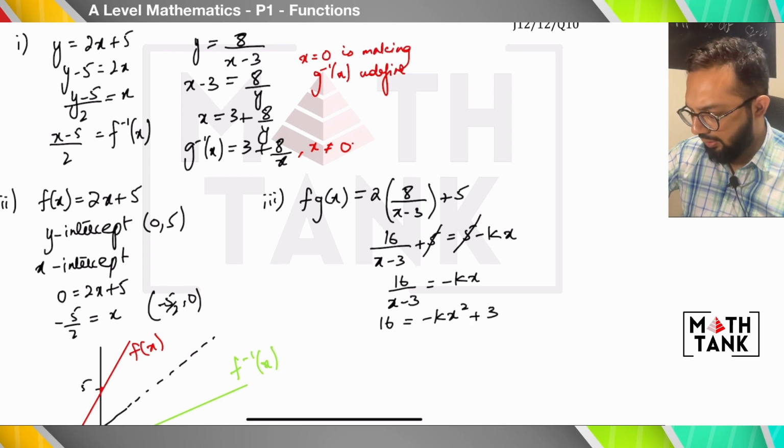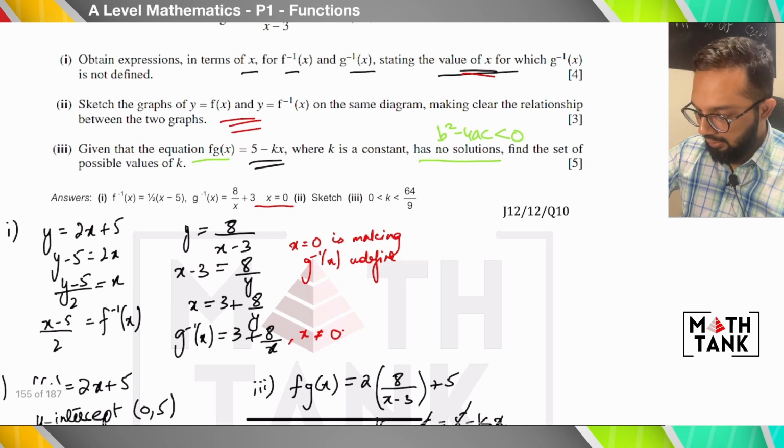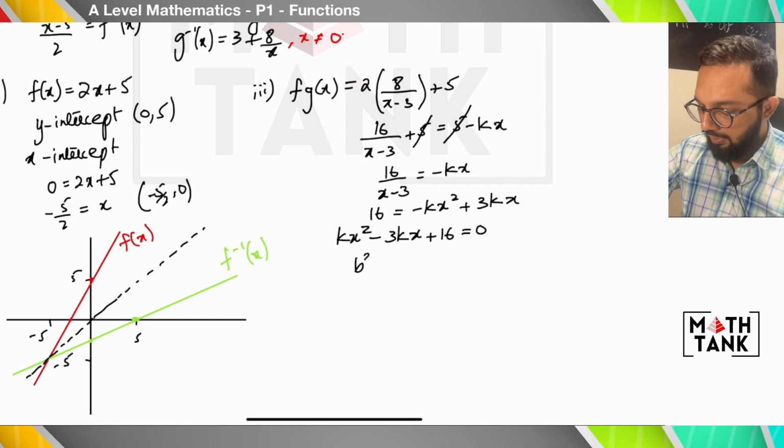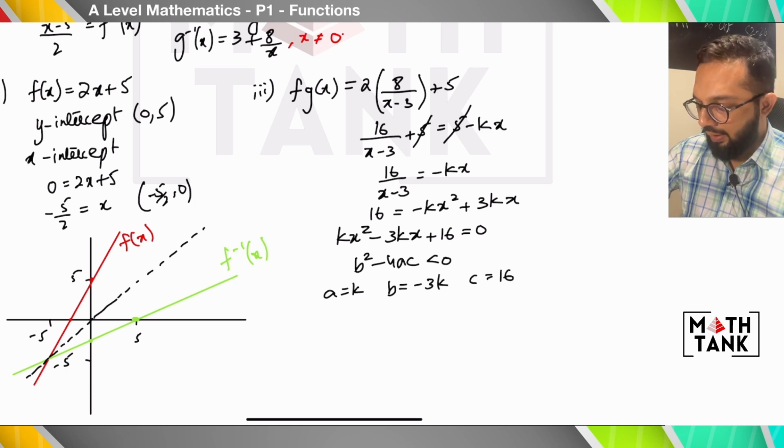So this is a question on quadratics. I'll bring everything to one side. I can choose any side I want, it doesn't matter. Okay, and then has no solution. Find the set of possible values of k. So I'm going to say that b squared minus 4ac is less than 0, a is k, b is minus 3k, and c is 16. So b squared minus 4ac is less than 0. So 9k squared minus 64k is less than 0.